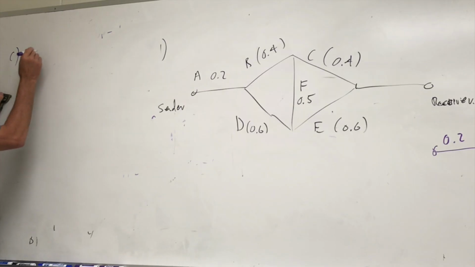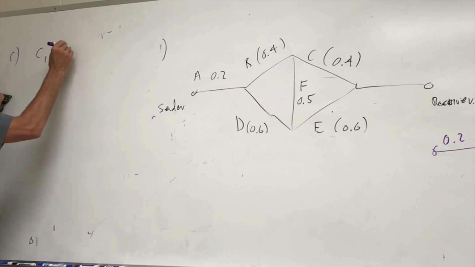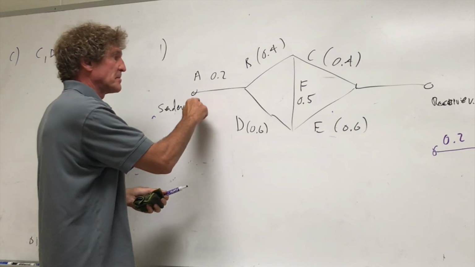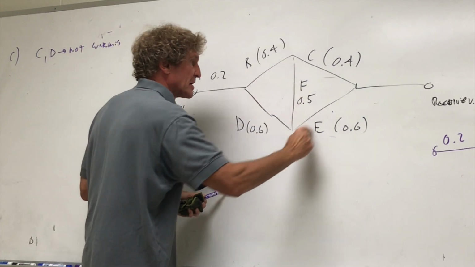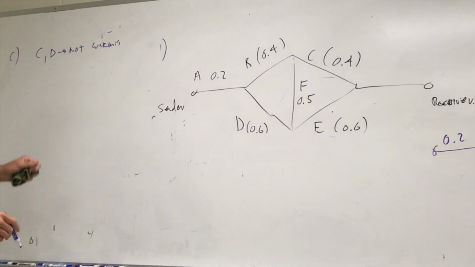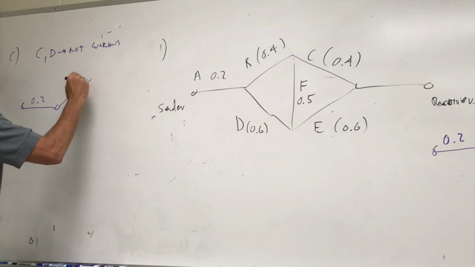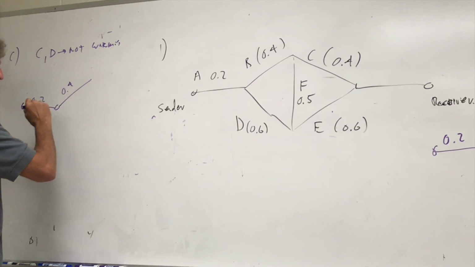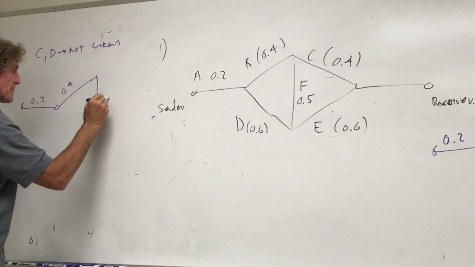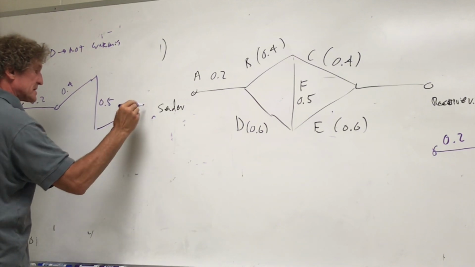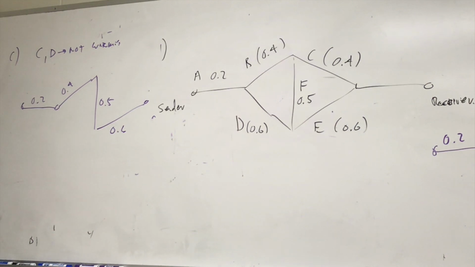0.0816. C and D not working. If C and D are not working, the path would be here, here, here, and here. You agree? I'll redraw it. So I have this, goes to here, 0.2. This is 0.4. This is 0.5. And finally, this is 0.6. And this one is just multiplying them all together.